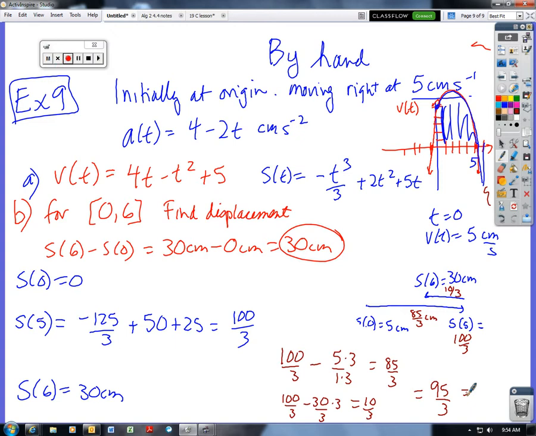And what is that in decimal? Let's see, 3 goes into 9 exactly 3 times. 3 goes into 5 once with 2 thirds left over. Okay, so it should be 31 2/3 centimeters for the total distance.